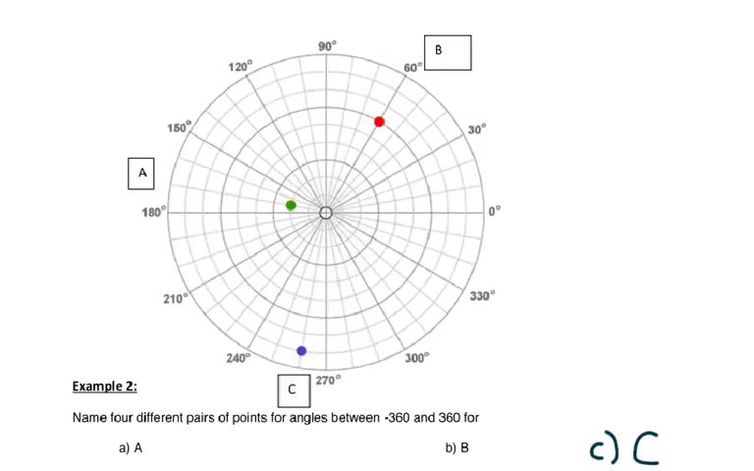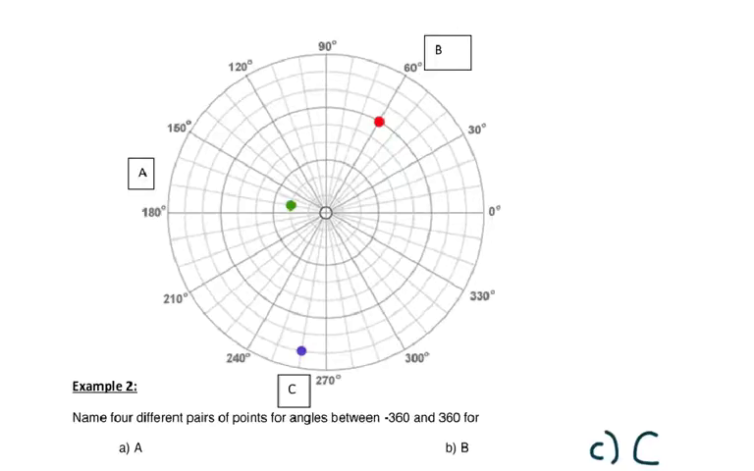Now there are different ways of naming each of these points. So we're going to talk about 4 different ways of naming each of these points on this particular polar graph. Then we're going to look at points A, B, and C, which are, so A is this green one, B is the red one, and C is the purple one. It says name 4 different pairs of angles between -360 and +360.